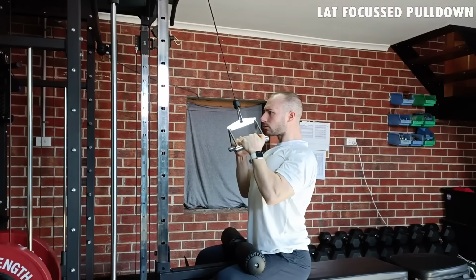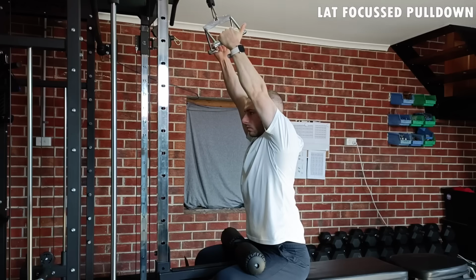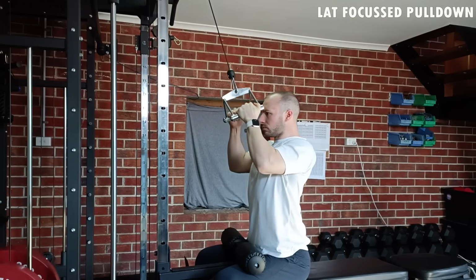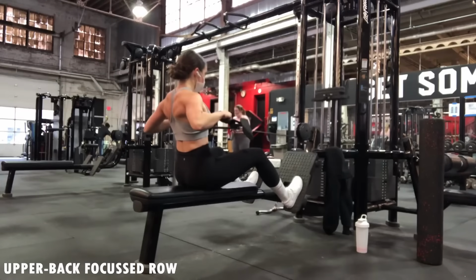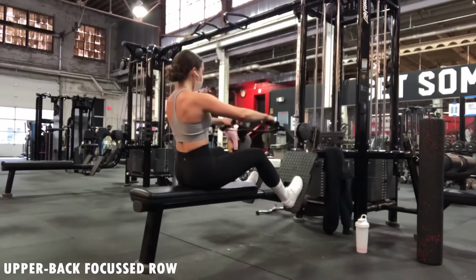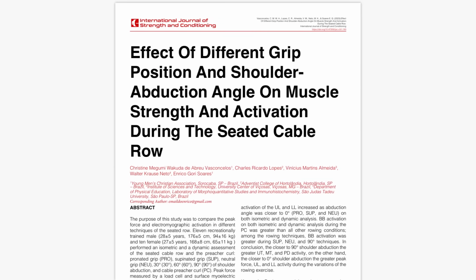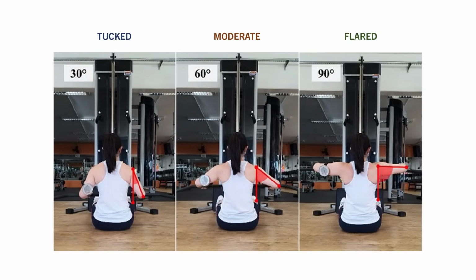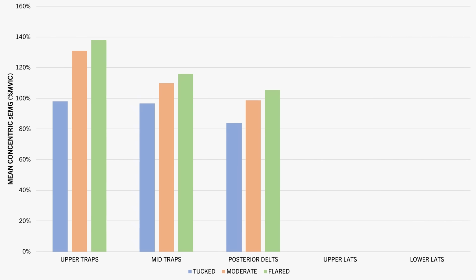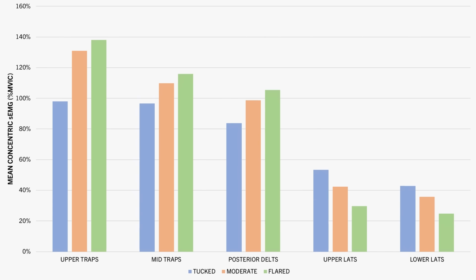For example, performing a neutral grip pull down may train the lats to a slightly greater extent compared with a wide grip pull down, whereas a row performed with a high elbow position is likely to maximize involvement of the upper back and reduce involvement of the lats. There is also some muscle activity research which confirms this, such as this study which looked at the effects of performing seated cable rows with various degrees of elbow flare. Here it was found that the upper traps, middle traps, and posterior deltoids saw greater muscle activity with increasing degrees of elbow flare, whereas the upper and lower lats saw greater muscle activity with less elbow flare.